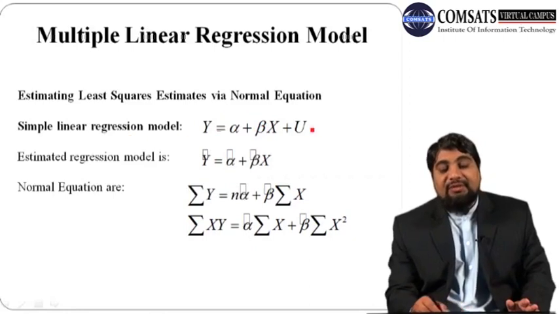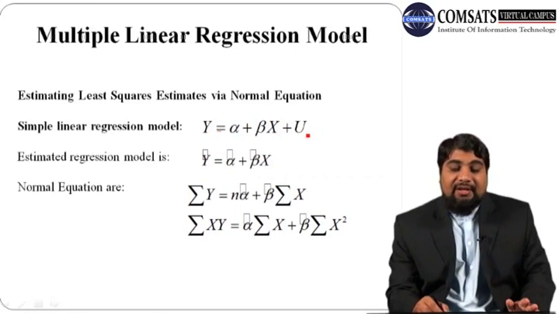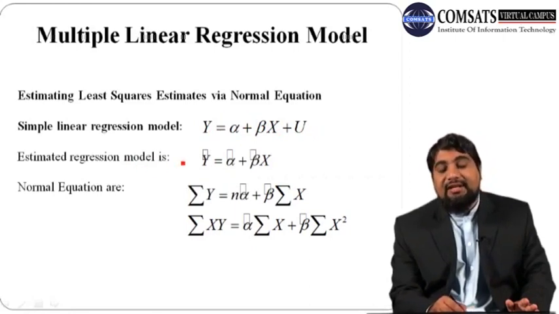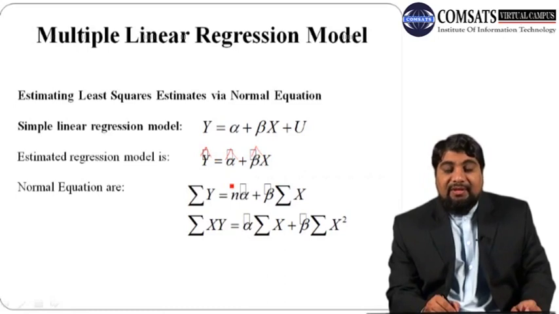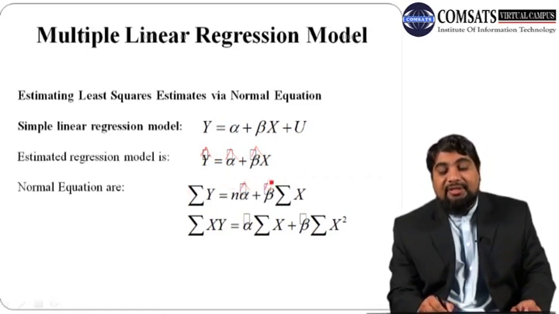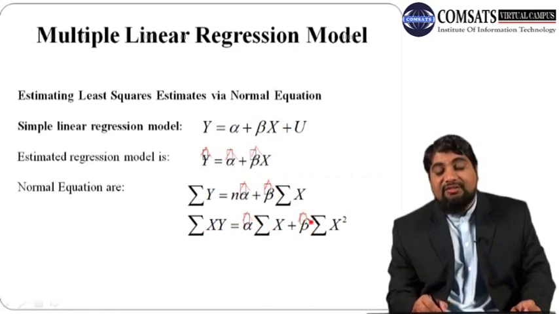The simple linear regression model is y equals alpha plus beta x plus u, and the estimated regression line or estimated regression model is y hat equals alpha hat plus beta hat x. The normal equations are: summation y equals n alpha hat plus beta hat summation x, and summation xy equals alpha hat summation x plus beta hat summation x square.